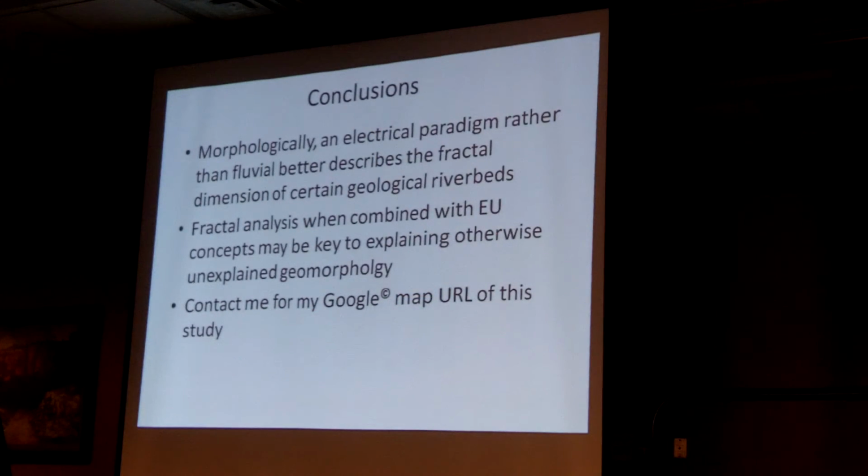So I believe at this point, morphologically at least, the conclusions are that many of these geological structures do arise from a potential electrical event. In other words, it's more like an electrical event formed these than a fluvial event, at least based on the data that I have on fluvial events. So when we look at the EU concepts, it may be a more powerful way to describe what we see in geography. Okay?